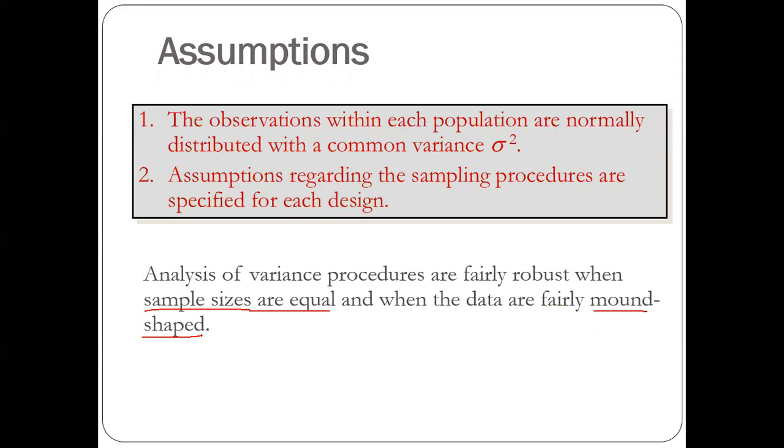So what is ANOVA actually? ANOVA is the test to find out if the survey or the experiment results are significant. In other words, it helps us figure out if we need to reject the null hypothesis or accept the alternative hypothesis.